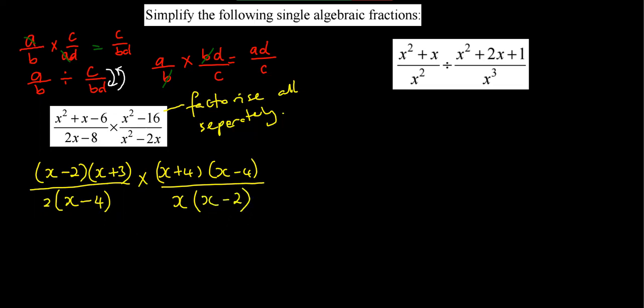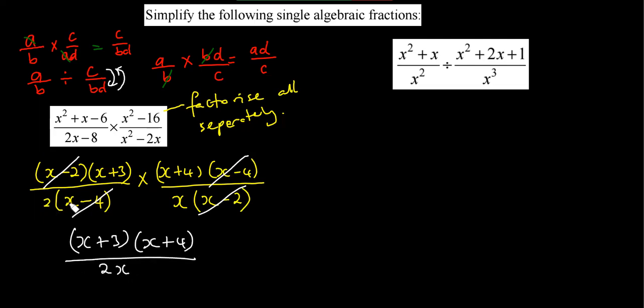Just like that. Then what we can now do is look for what is common. What is common here? x minus 2, x minus 2. We cancel. What is common in denominator and numerator? We cancel x minus 4, x minus 4. Then you're left with x plus 3, x plus 4 over 2x. The 2 and the x will multiply and you get 2x. So that will be our solution. We can't continue from there because everything is factorized.